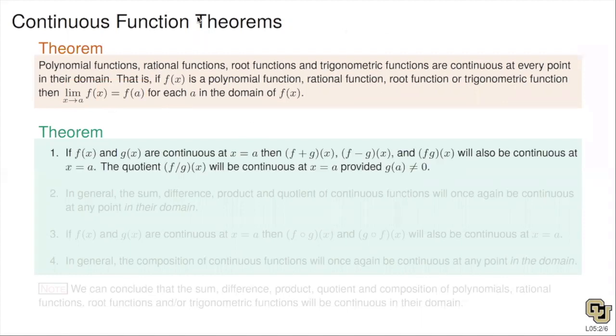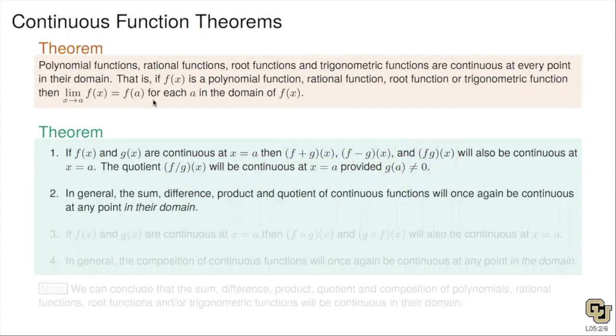And again, if f and g are continuous, then the sum and difference will also be continuous. If f and g are continuous, then the product will be continuous. And if f and g are continuous, then the quotient f divided by g will also be continuous, provided we're not dividing by 0. More generically, sums, differences, products, and quotients of continuous functions will once again be continuous at any point in their domain.